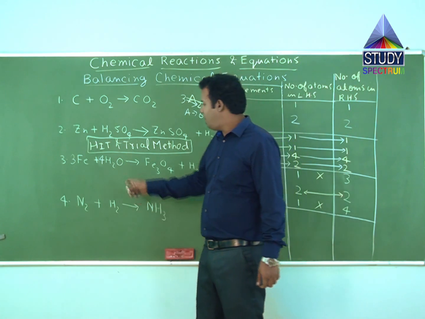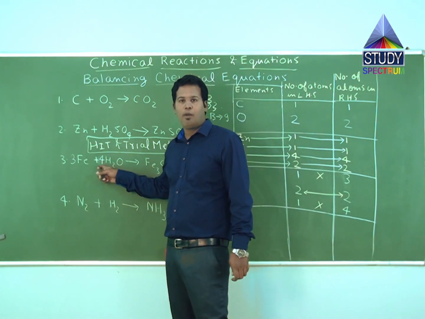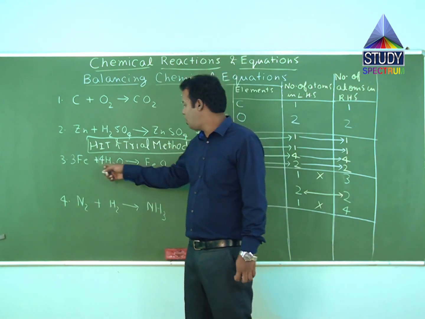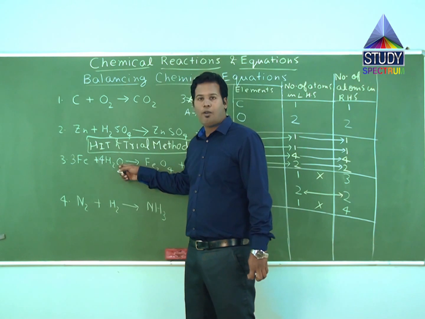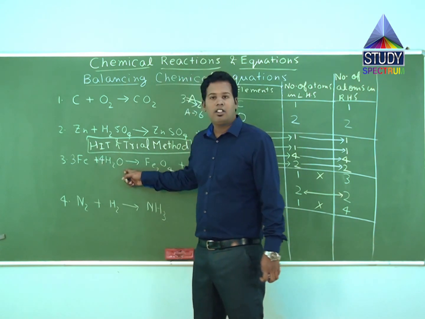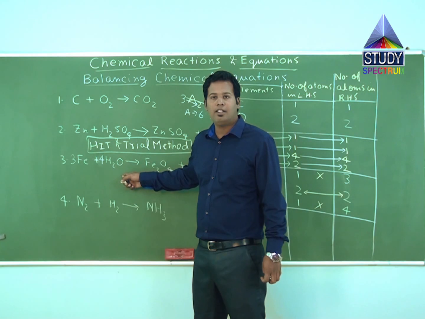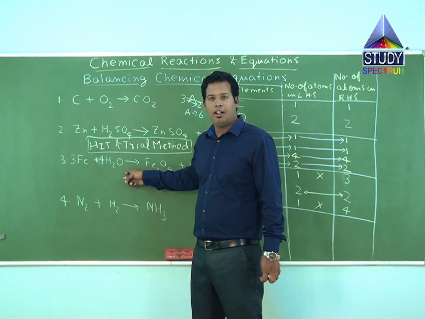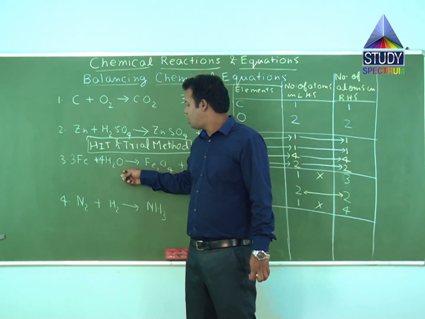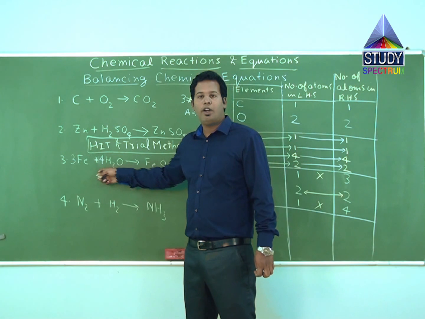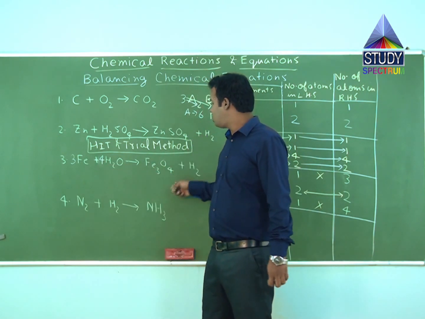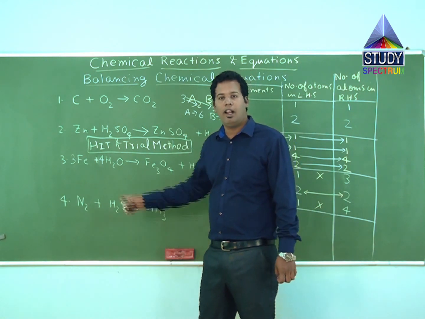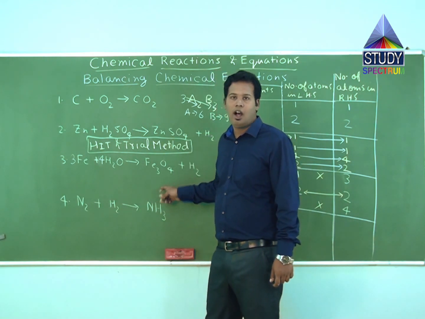Correct? Now by placing 4 just before H2O, or by changing the coefficient of H2O as 4, the stoichiometric coefficient as 4, the number of atoms of oxygen will now be 4 into 1. The suffix of oxygen in this compound remains same. You cannot change the suffix. It was 1 earlier also, it is now 1 itself. Correct? So coefficient into suffix of oxygen will be 4 into 1, and that is the number of oxygen atoms in RHS. It means oxygen is also now balanced. The number of oxygen atoms in LHS is equal to the number of oxygen atoms in RHS.